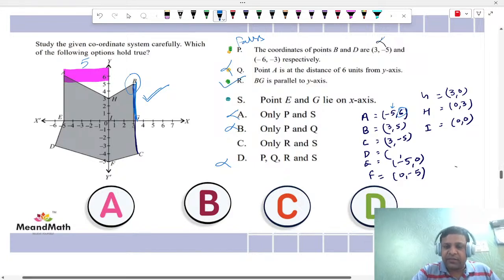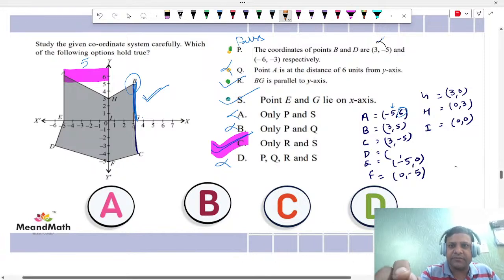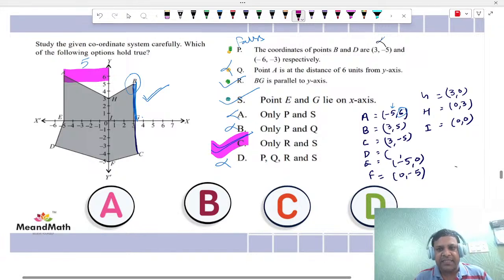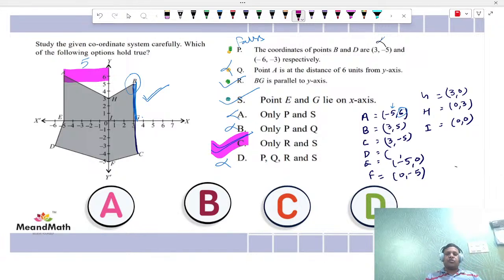तो R ट्रू है. पॉइंट E N G लाई ऑन X एक्सिस, ये तो गिवन ही है डायरेक्टली. तो ऑप्शन नंबर C इज करेक्ट आंसर. वेरी गुड. ठीक है. द आंसर इज ओनली R एंड C आर ट्रू स्टेटमेंट. P एंड Q आर false statement.